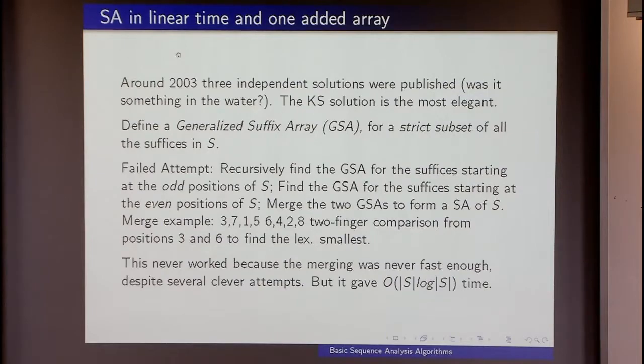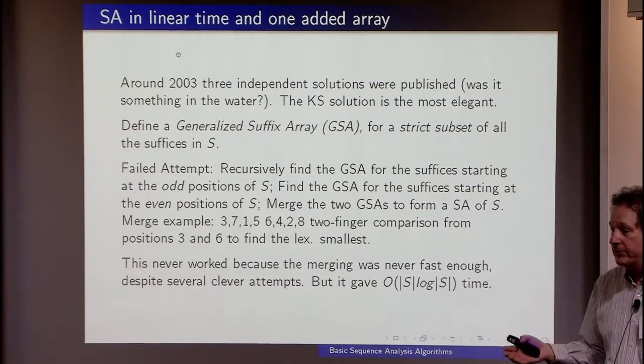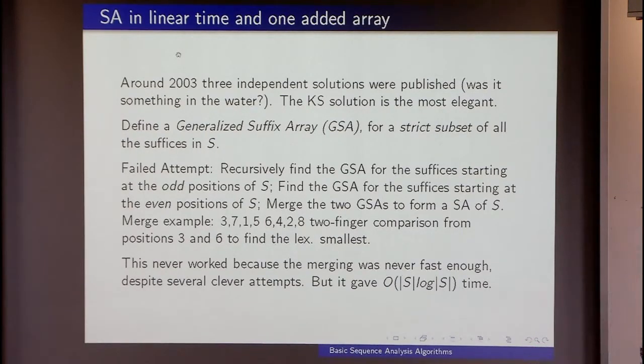So here's a failed attempt. Remember, what is our objective? We want to build a suffix array in linear time, because we know that's doable with a suffix tree, but we don't want to use a suffix tree. We just want to use the string S, obviously, and one other array in this case. Okay.